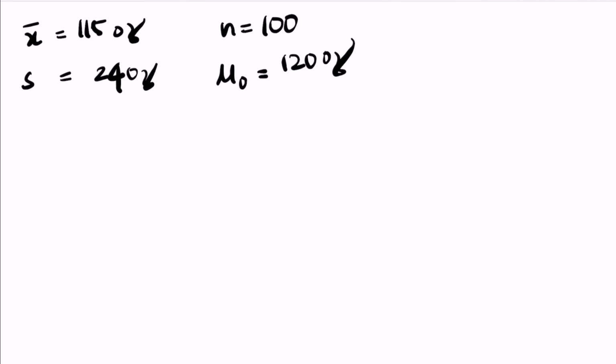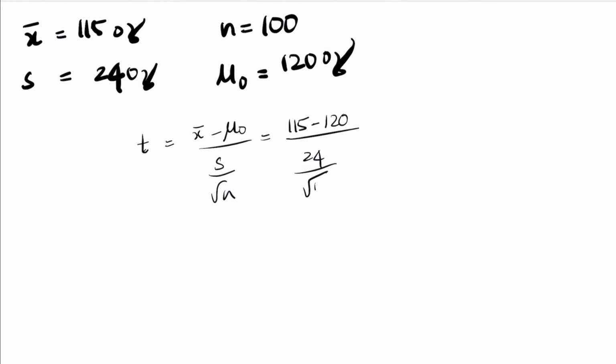So this is the data that we have. How do you calculate the p-value here? First start with finding the t-value of the problem. We know the formula is x bar minus mu naught by s by root n. x bar is 115 minus mu naught, which is 120, by 24 by root 100. So which is minus 5 times root 100 by 24. Root 100 is 10. So you get minus 50 by 24.